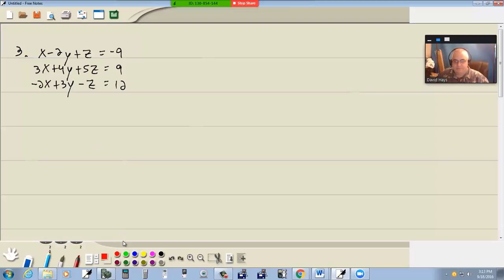Now I'm going to label these. This is going to be my first equation, so I'll label that as E1. This is my second equation, so I'll label it as E2, and this will be my third equation, so I'll label it as E3.